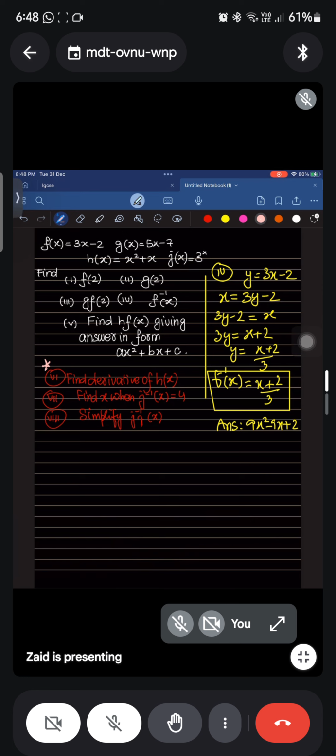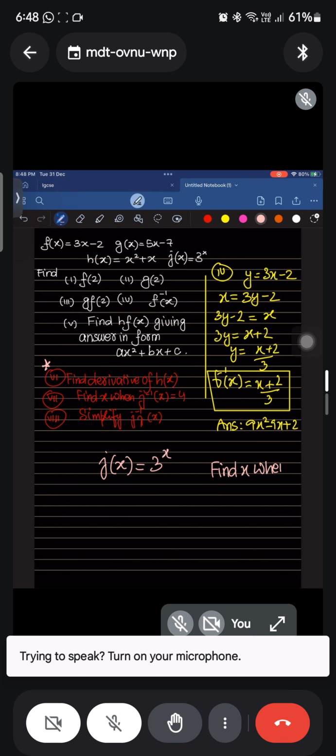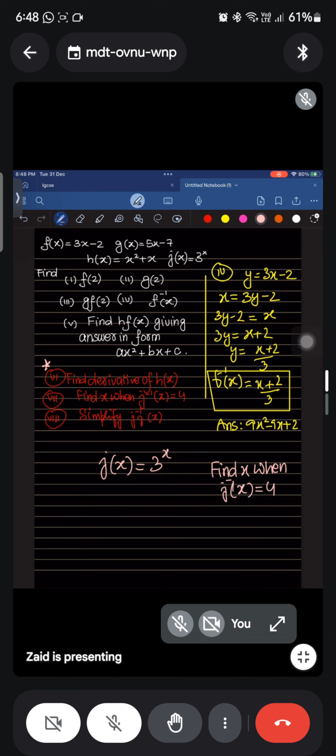So my dear boys, they have given us j of x equals 3 to the power x. That's an exponential function. Okay, sir, no worries. So they're saying find x when j inverse x is 4.